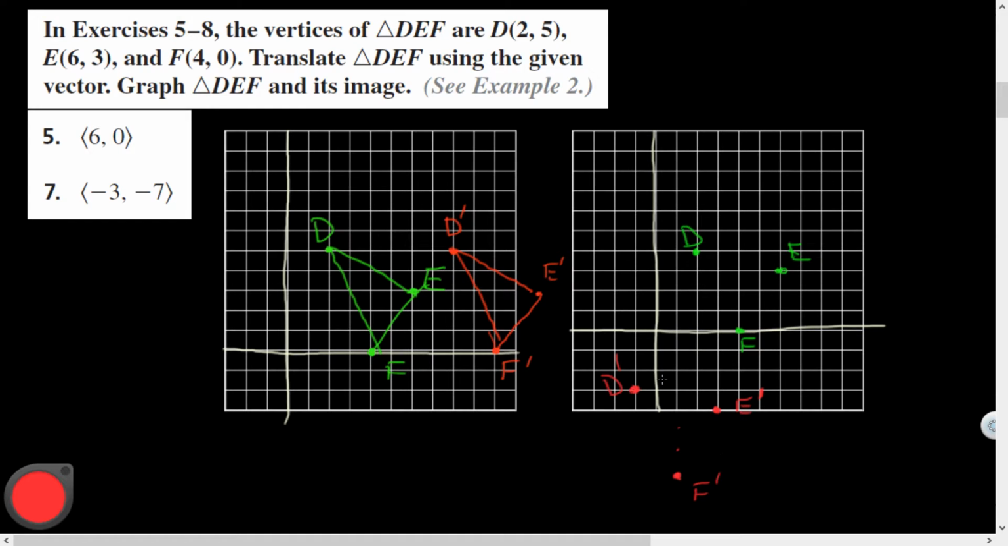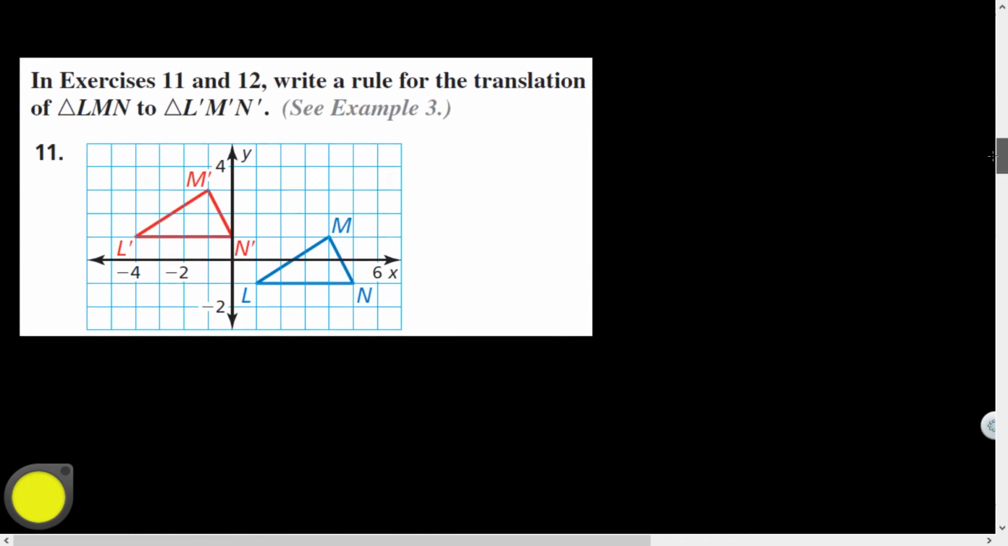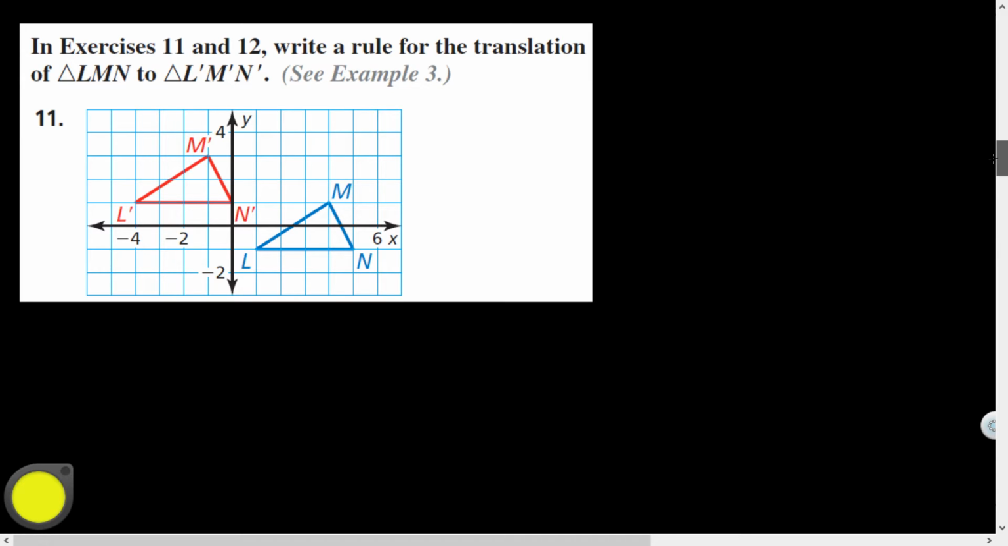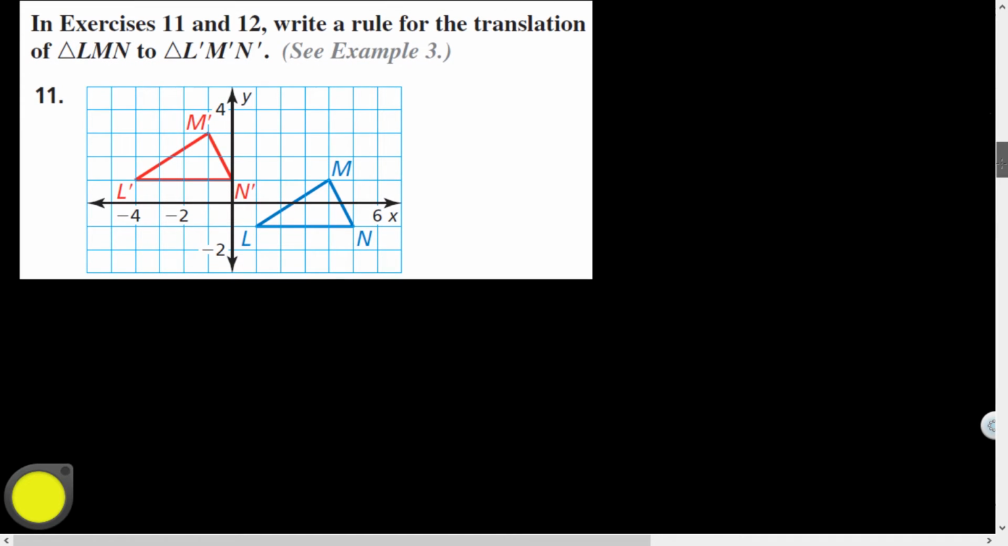And so all of these points are going to be translated, and the image will be congruent to the pre-image as well as all of its corresponding parts. Good, good, good. All right, so write a rule for the translation of triangle LMN to triangle L prime, M prime, N prime.